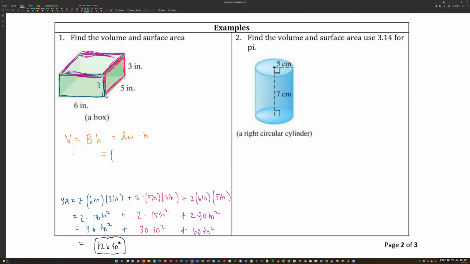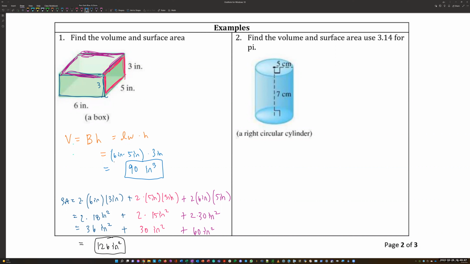So then that's 6 inches times 5 inches times 3 inches. So there's inch, inch, inch, that's inches cubed. 6 times 5 is 30, times 3 is 90. So we get 90 inches cubed. Does that make sense? Yes.